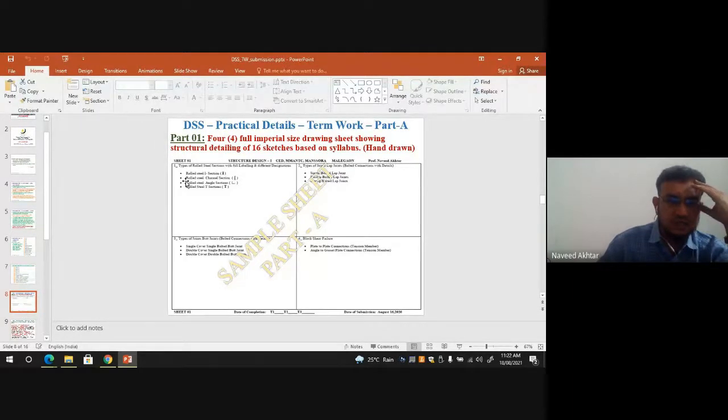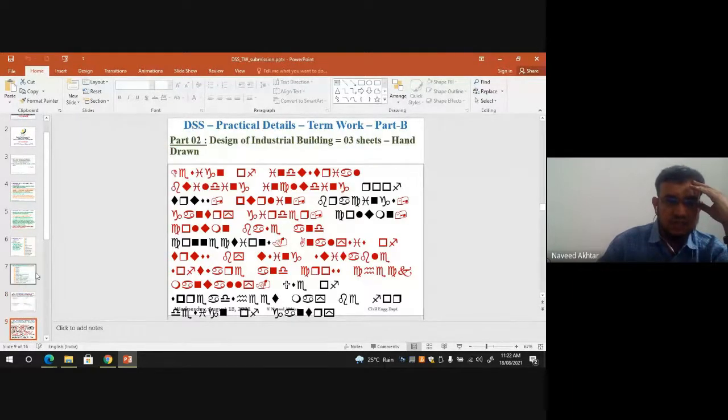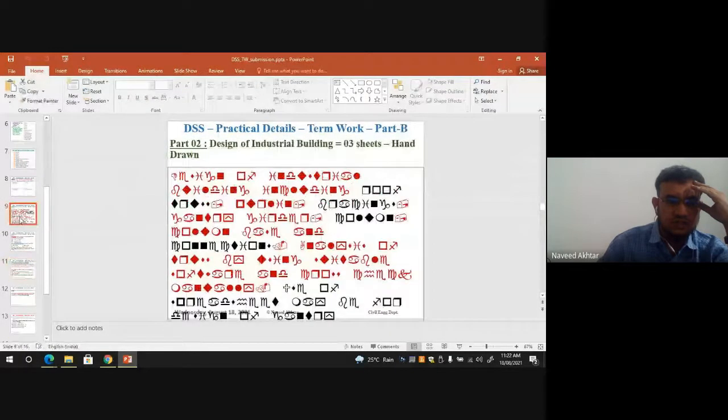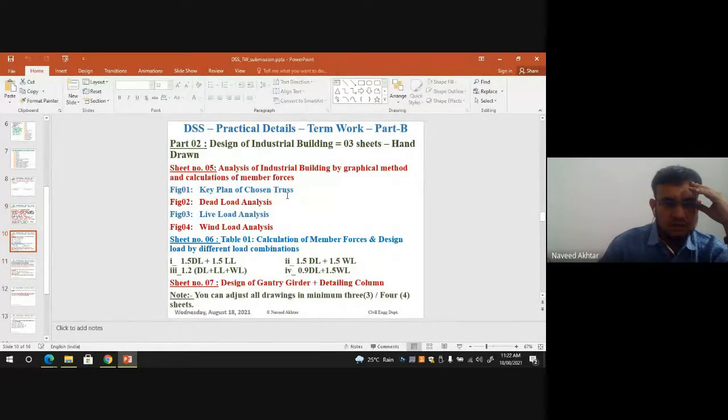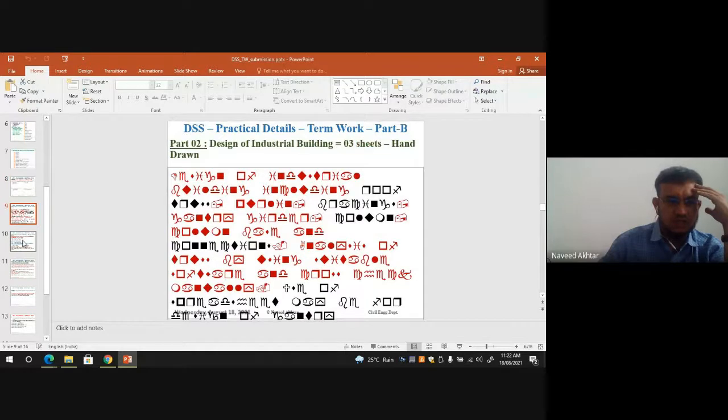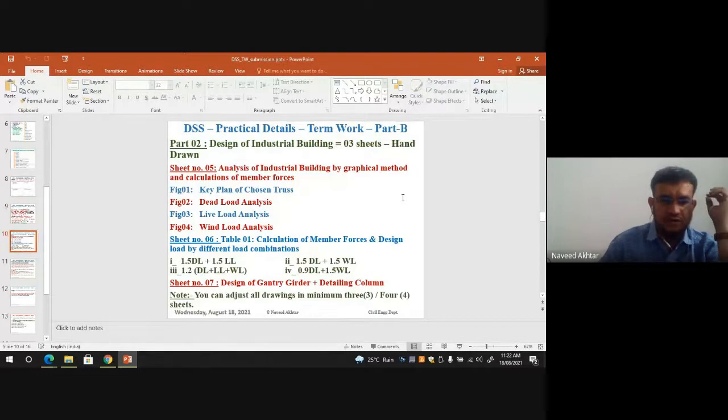Sheet number one is for the... Sheet number four, part one is the four interior sheets. You have to go for that. And part two is the design of industrial building. And these are the scales of that industrial building. Use the graphical method and for the calculation of the purlins. And we will start this today.